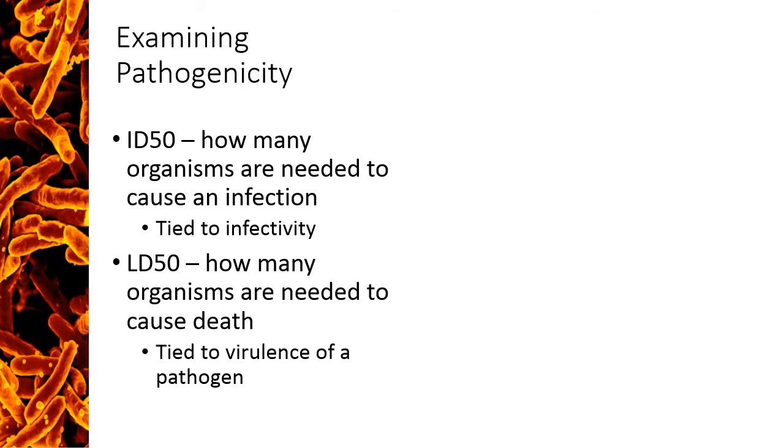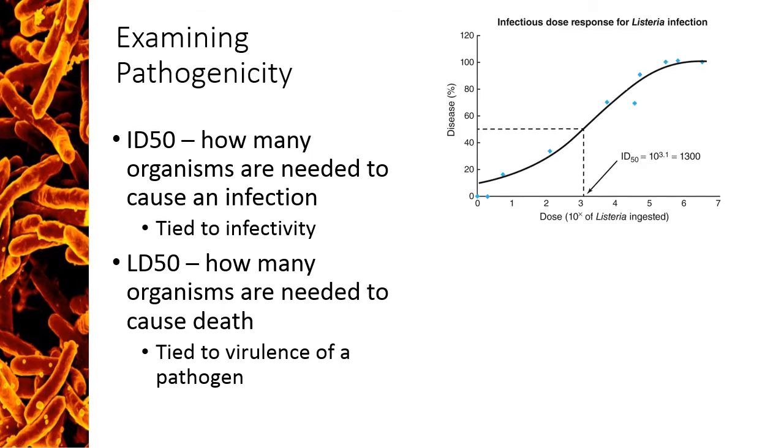And what these are looking at is how many organisms do you need to actually cause an infection, or how many organisms do you need to cause death. These are typically done in animal models, so you're infecting mice with known amounts of the pathogen and then studying to see the response. So here's what an infectious dose curve looks like.